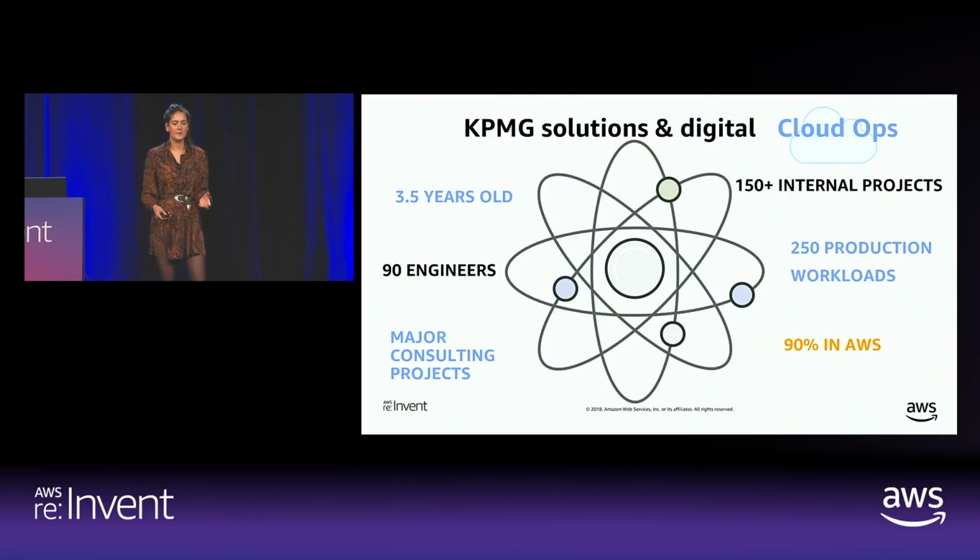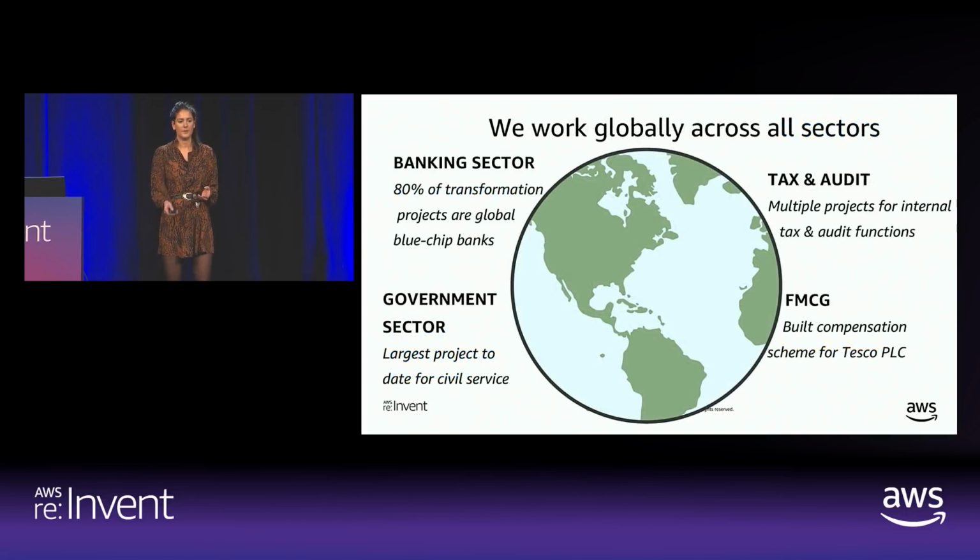We work across all sectors globally. So we have clients not just in the UK, but all over the world. The main sector that we're working in at the moment is the financial services sector. The use case I'm going to discuss with you today is a bank, and most of our transformation projects are in the financial services sector, but we also have projects running with the government, civil service, retail sector, and also we've delivered solutions for our colleagues internally in the tax and audit functions at KPMG.